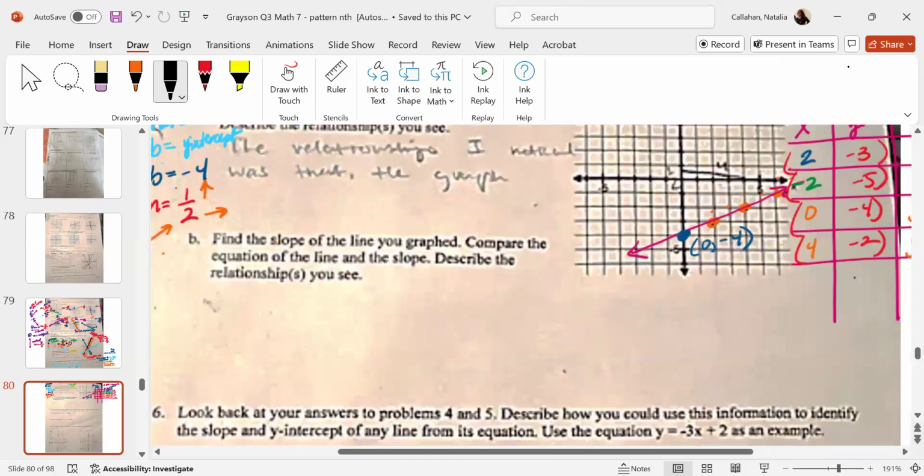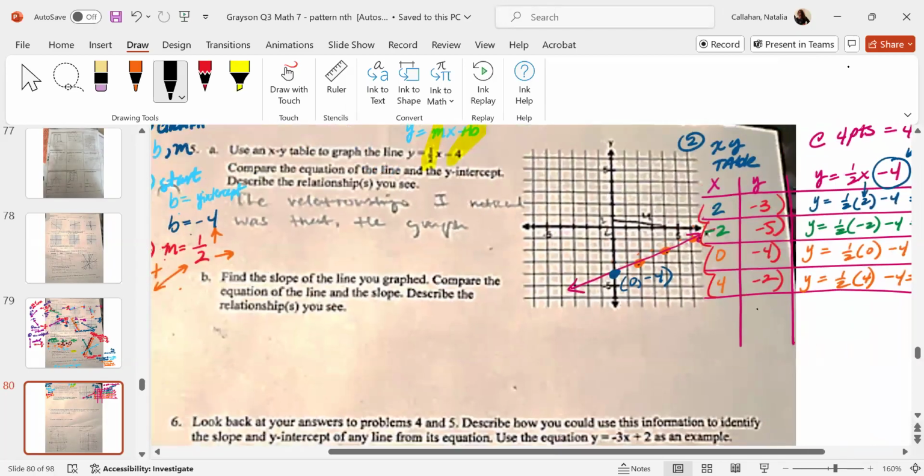All right, let's take a look at question B. Find the slope of the line you graph, compare the equation of the line and the slope, describe the relationship you see. Okay, the slope. What's the slope of your line? Yeah, it is a positive slope and it is 1/2, right? Compare? I don't know what that means either. What are we comparing? There's just one line.